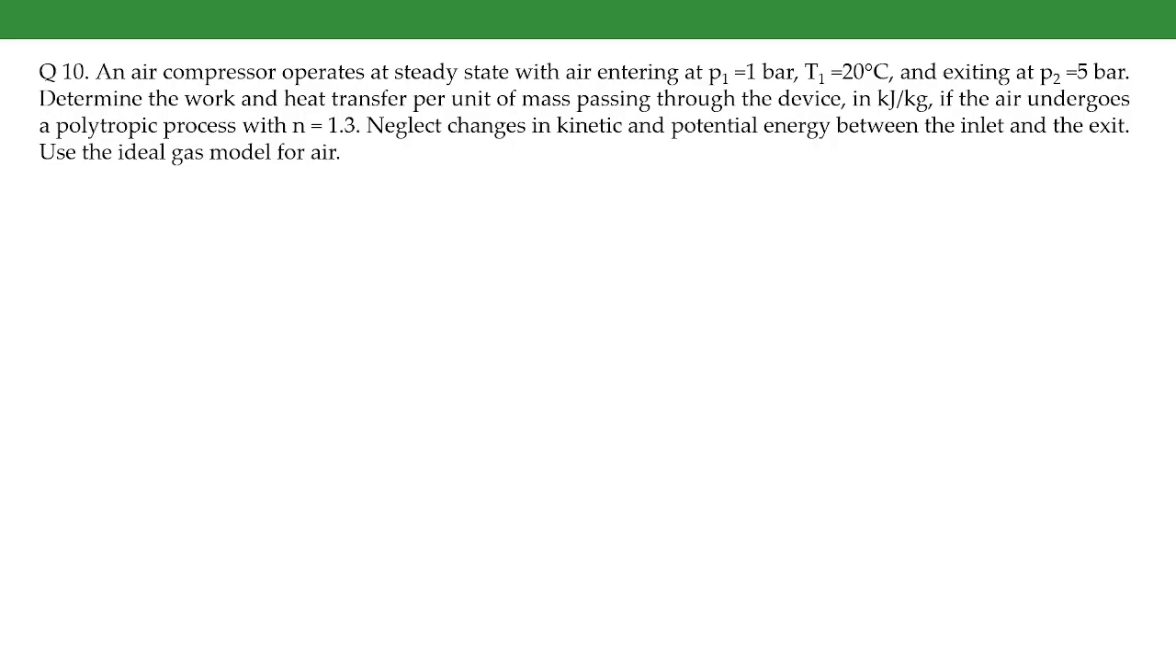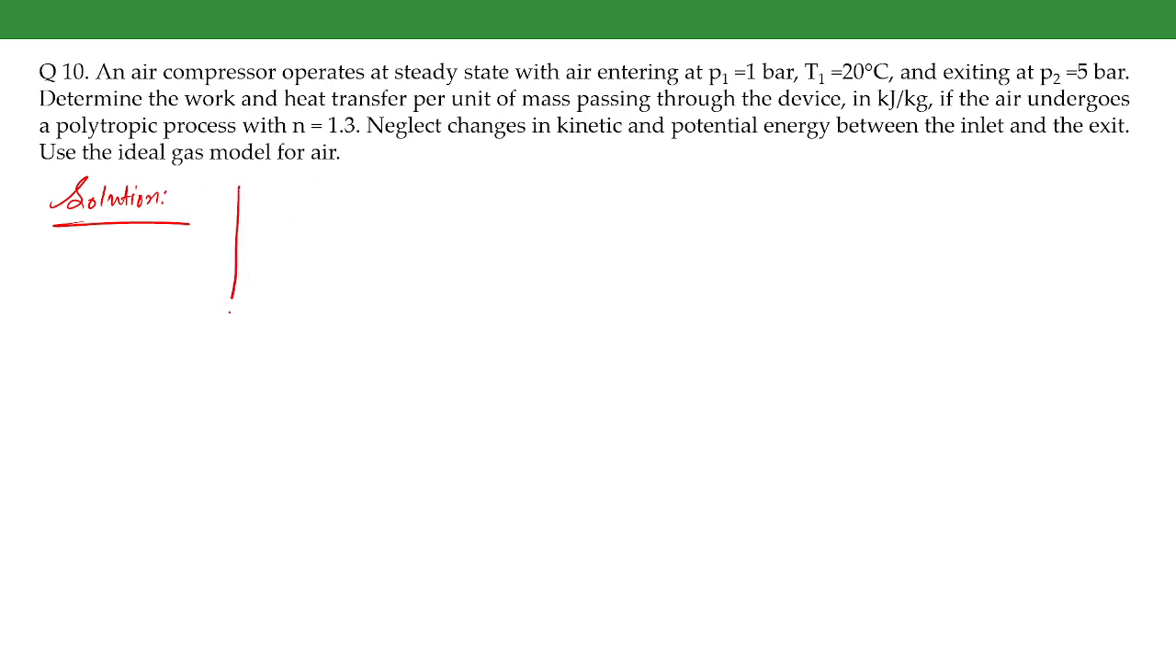It is a problem related to an air compressor, in which the air is undergoing a polytropic compression process. An air compressor operates at steady state with air entering at a pressure of 1 bar and temperature of 20 degrees Celsius and exiting at 5 bar. Determine the work and heat transfer per unit mass of air passing through the device in kilojoule per kg if the air undergoes a polytropic process with n equals 1.3. Neglect the changes in the kinetic and potential energies between the inlet and the exit. Use the ideal gas model for air.